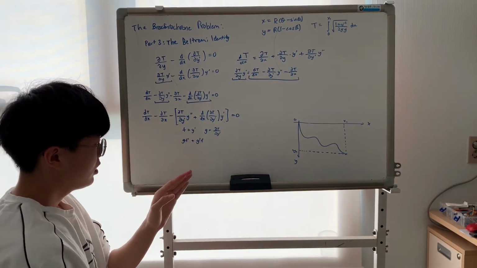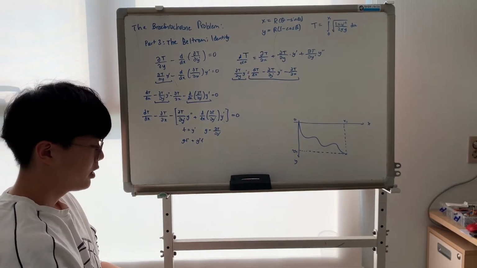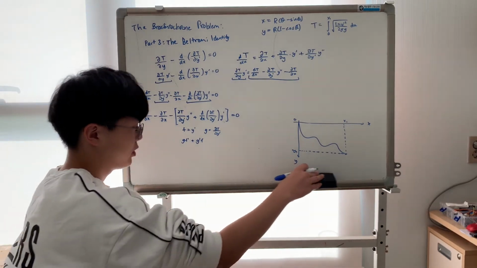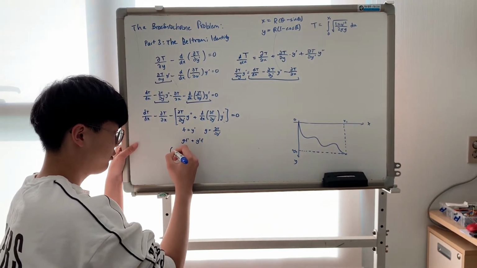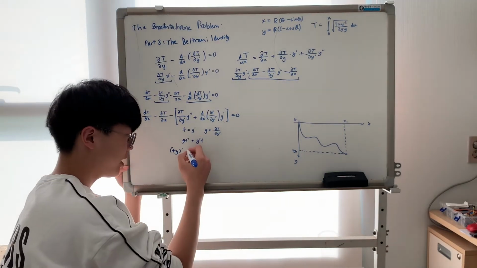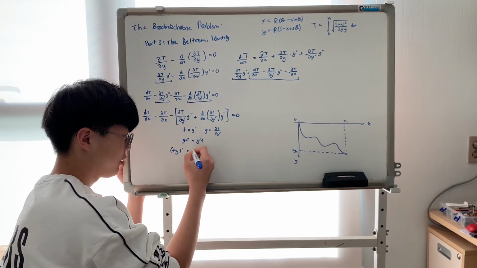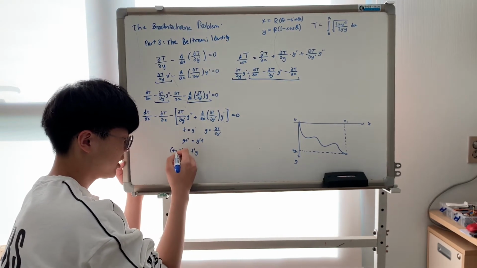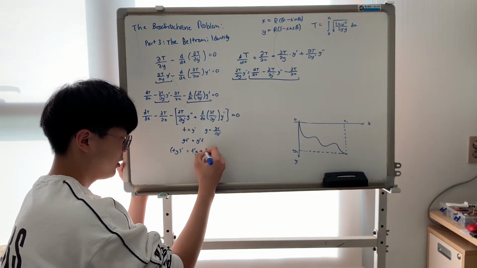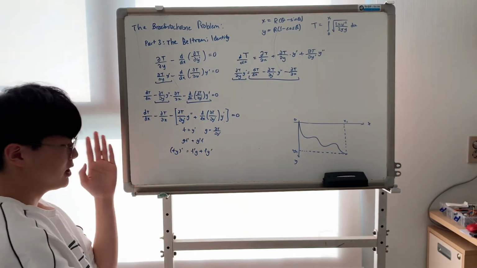Now what do we know when we see gf prime plus g prime f? Let's look at the product rule from simple calculus. When we differentiate a function called fg, first we differentiate the first part and multiply the second part without touching it. Then we don't touch the first part, and we differentiate the second part. This is the product rule.